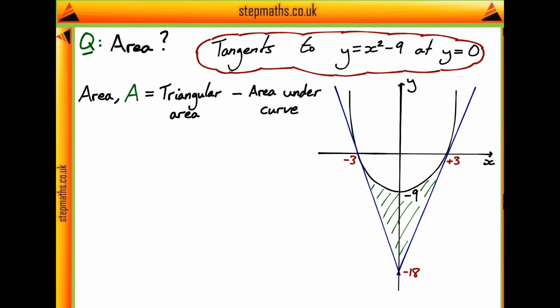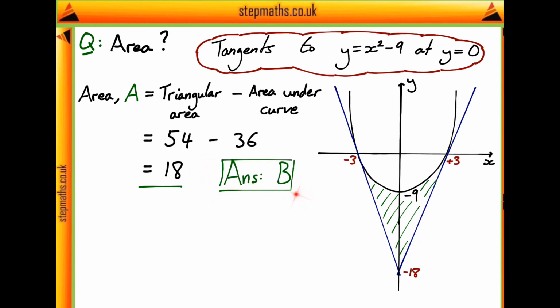Now with this information we can calculate our area A by taking our triangular area and subtracting the area underneath our curve, or the magnitude of it at least, which is 36 units squared, to give us a final answer of 18 units squared, which corresponds to answer B given in the question.